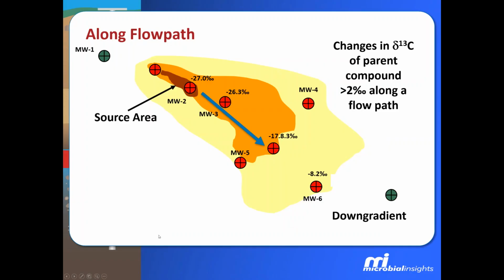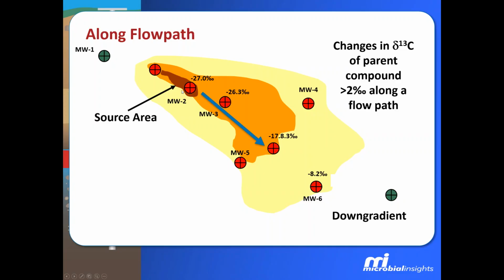Now here's some similar data. Now we're just looking at a flow path. Here we have a source area, and contaminants are flowing in this direction. In this well, again, let's say we're looking at PCE, minus 27. Does that indicate biodegradation? No. Minus 26.3, does that indicate biodegradation? No. Minus 17.8, does that indicate biodegradation? Yes, it does. Down here, monitoring well 6, minus 8.2, again, we see evidence of biodegradation.